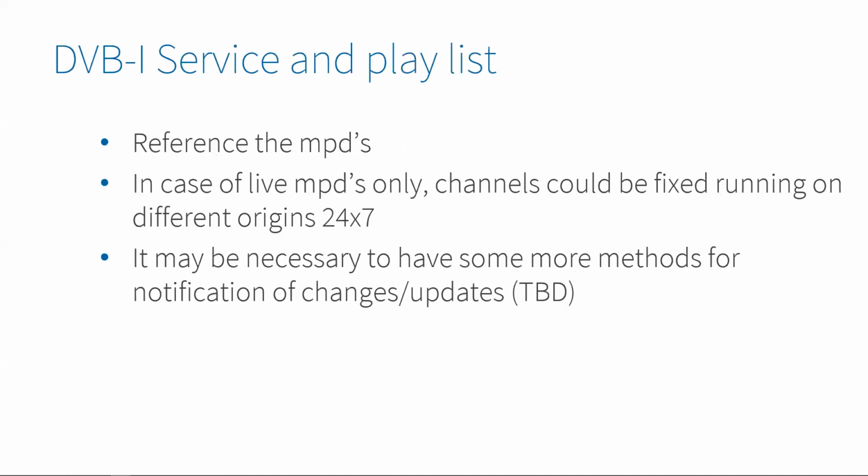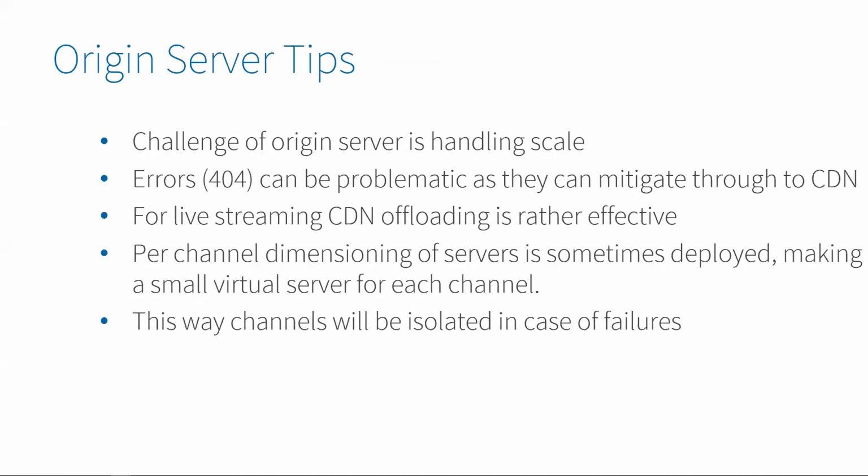But overall, based on our experiments, for live, CDN offloading is rather effective because users are watching the same content. Much of the handling of the many requests is at the CDN. However, if you have a misconfiguration of your CDN and many requests start hitting your origin, you will have a scaling problem. But this is, of course, a wrong configuration.